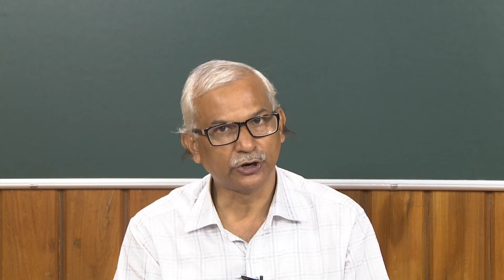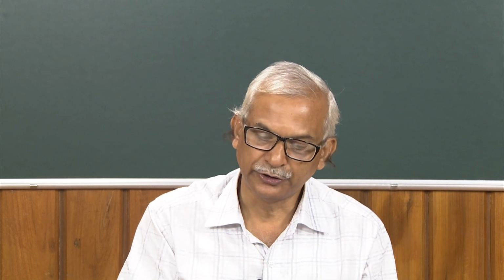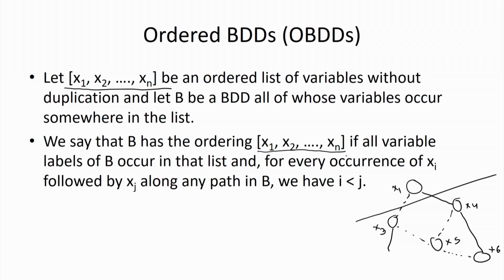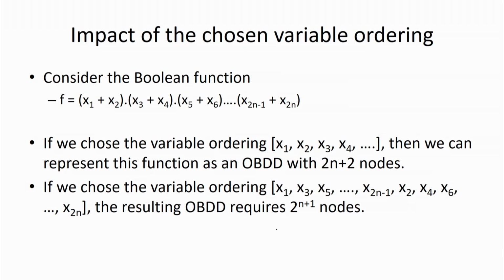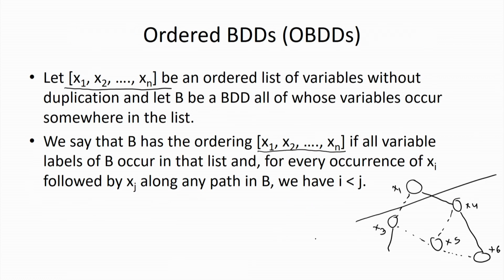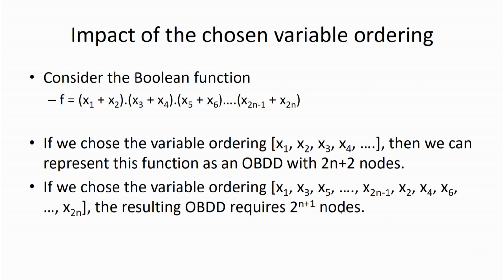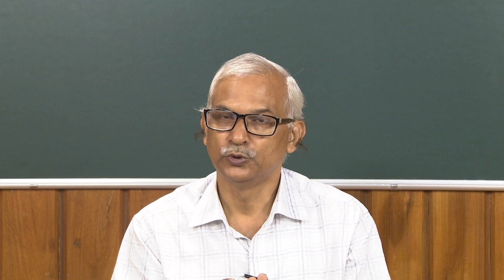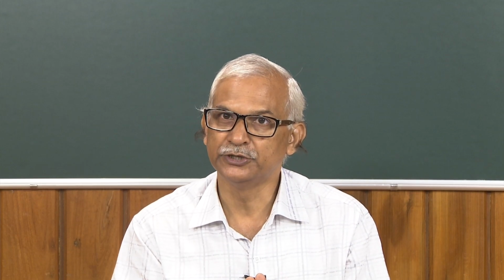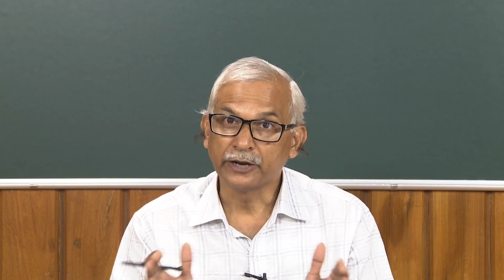Then we say this is an ordered BDD, and what is the order? It is x 1, x 2 to x n. Now, the impact of the chosen variable ordering. When we are going to use a particular variable ordering, what ordering you choose decides that we are going to get a different structure. So, the structure is not unique if our orders are different.